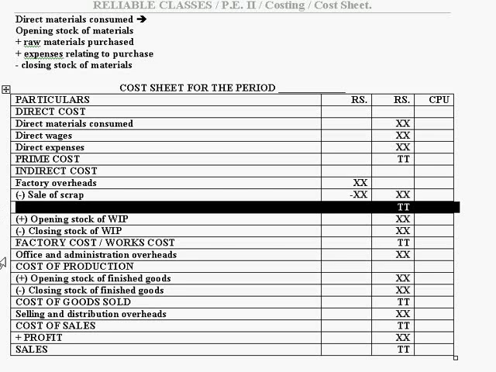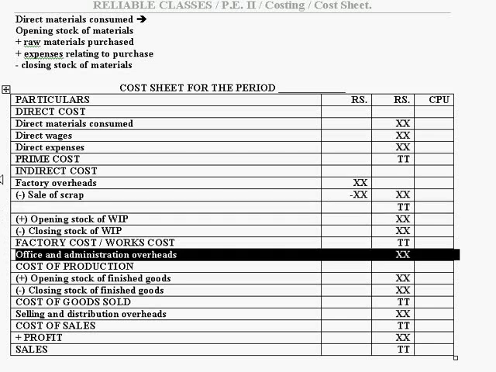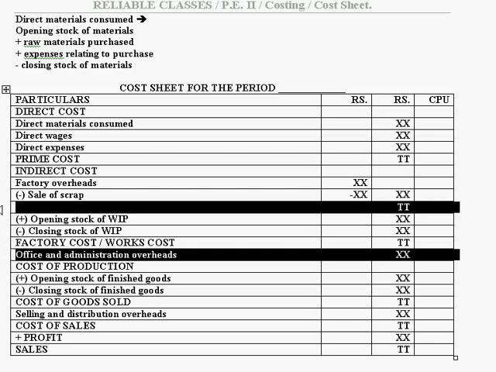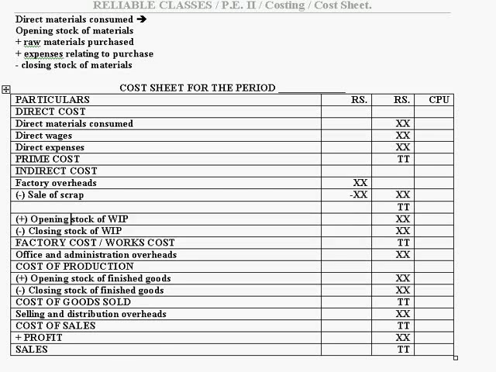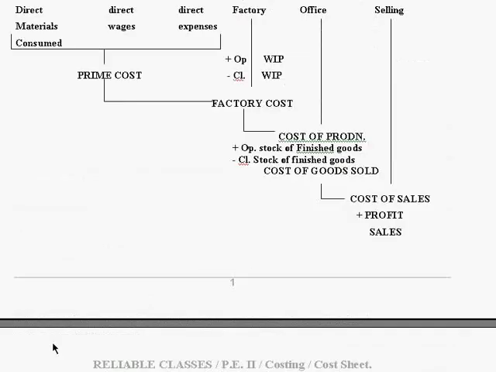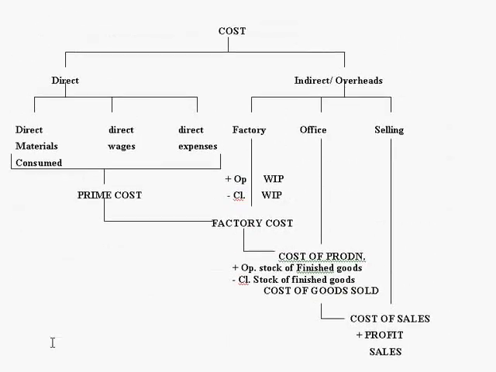And office administration is not in their value at all. So before office administration overheads and after factory overheads, I want to adjust my work in progress. Is that fine? Very much clear? So let us have a clear picture about it.